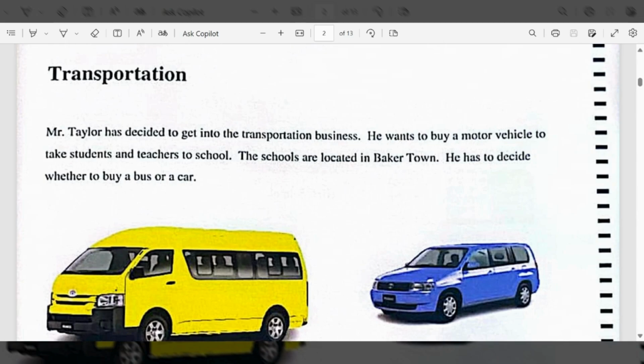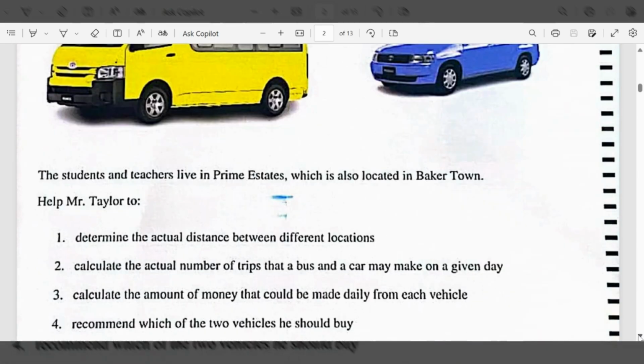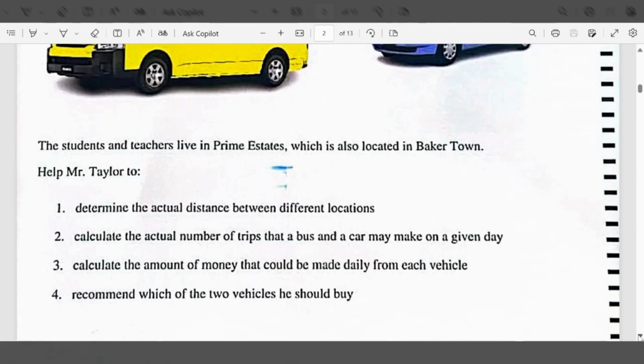The schools are located in Bakertown. He has to decide whether to buy a bus or a car. The students and teachers live in Prime Estate, which is also located in Bakertown. Help Mr. Taylor to determine the actual distance between the different locations, calculate the actual number of trips that the bus and a car needs to make on a given day, calculate the amount of money that could be made daily from each vehicle, and recommend which of the two vehicles he should buy.